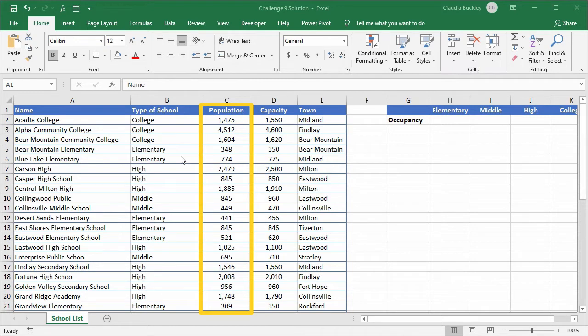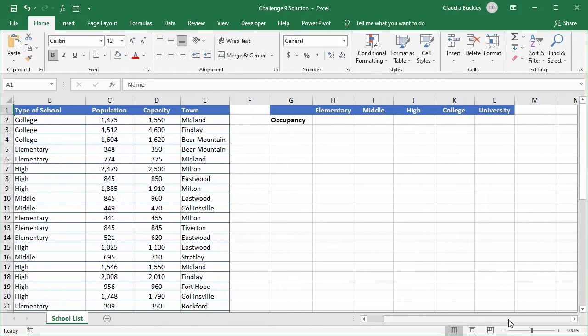Right next to this data set is a group of cells where we want to determine the occupancy percentage. That is, the population as a percentage of capacity for the 5 school types. Can you calculate the occupancy levels showing the lowest in the leftmost column, all the way to the right for the one with the highest occupancy levels?